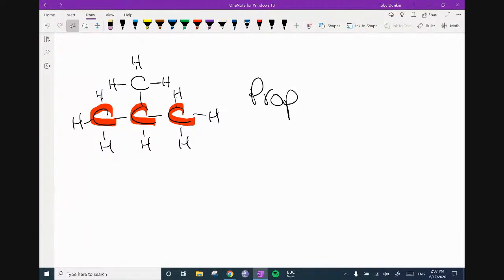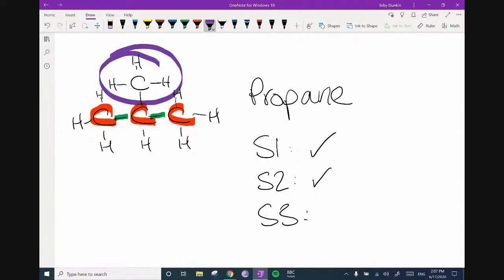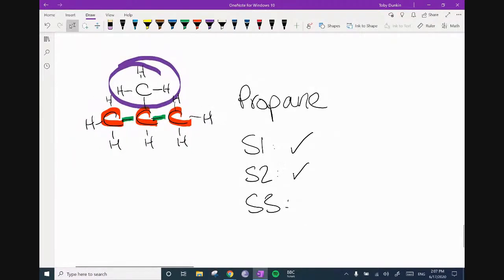So this is prop. The next thing is, is it an ane or an ene? And what you do is you find your longest chain and you decide, well, the green lines mean there are only single bonds. This is based on propane. So we have done step 1. Step 1 was find the longest chain. We've done it. Step 2, ane or ene. We've done it. We can tick it. Now here, this is the first time you've now seen step 3, attachments. We now have an attachment. And this attachment is a carbon chain.